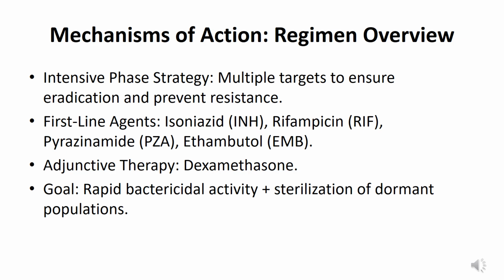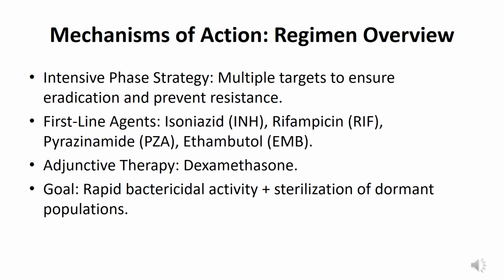That is why the intensive phase of treatment uses a combination of medications. The goal is twofold. First, rapidly reduce the number of living bacteria. Second, eliminate hidden bacterial populations that could later reactivate and cause relapse. Using multiple drugs also helps prevent the development of drug resistance. If only one medication is used, naturally resistant bacteria may survive and multiply. Combination therapy dramatically reduces this risk.